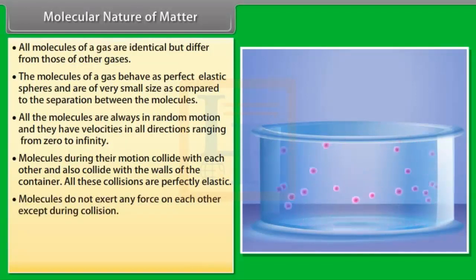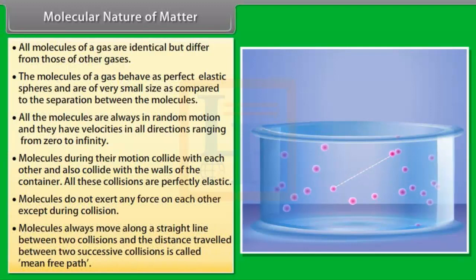Molecules do not exert any force on each other except during collision. Molecules always move along a straight line between two collisions, and the distance travelled between two successive collisions is called the mean free path.